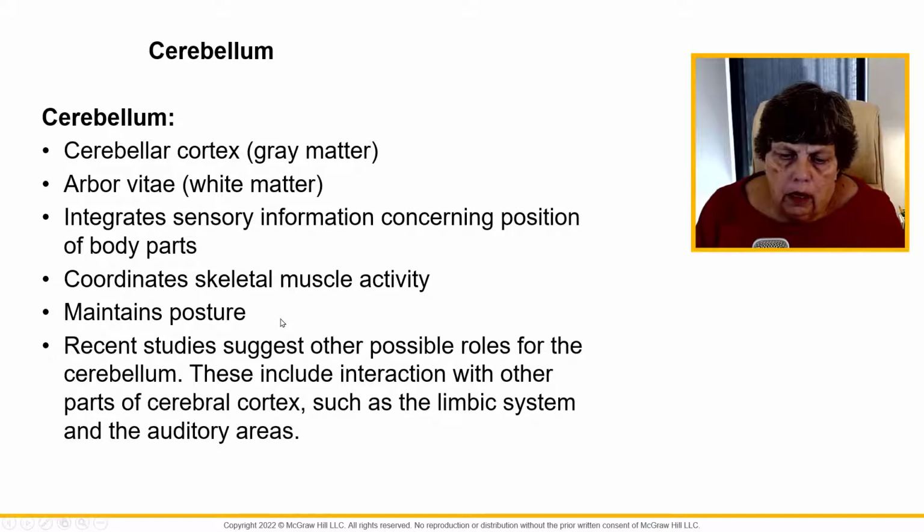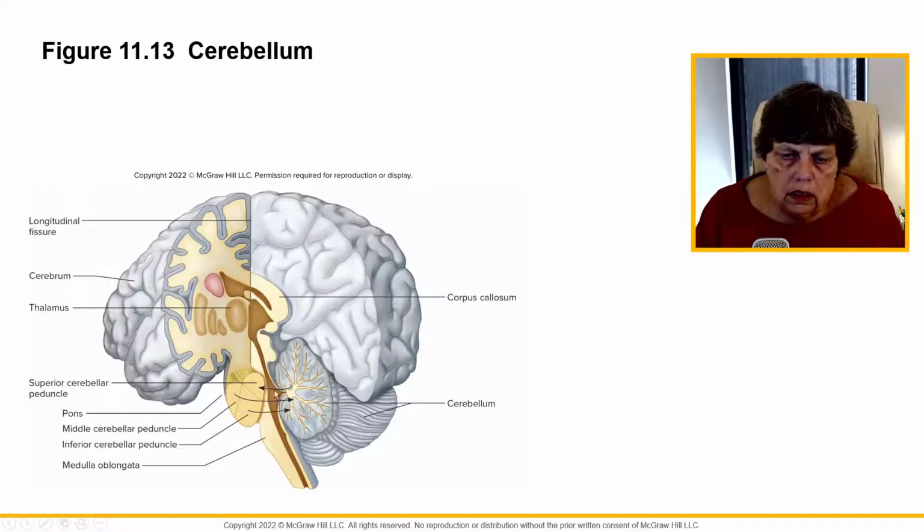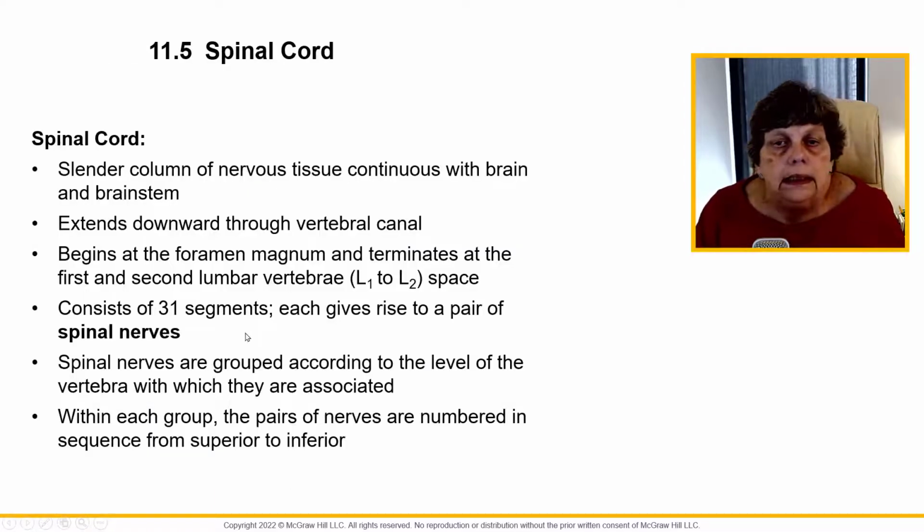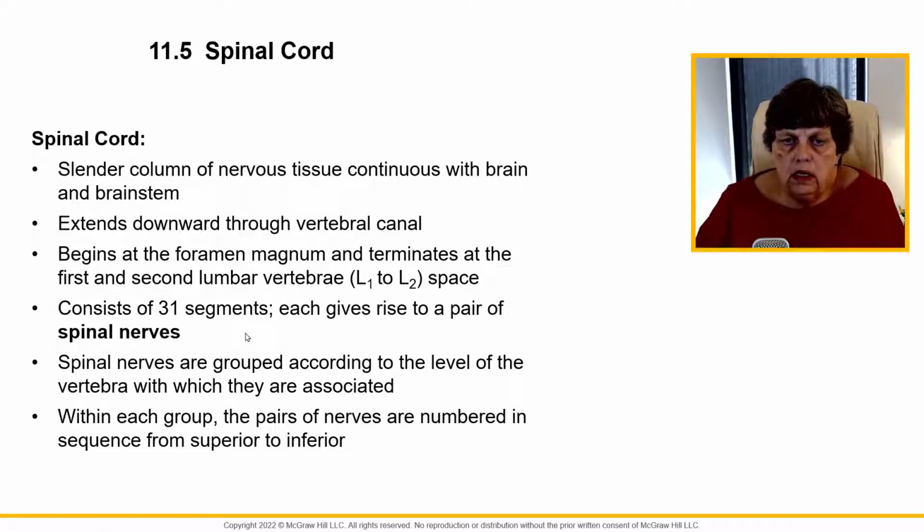And again, right here. Okay, there is that arborvitae. Looks like to me a tree trunk. All right, so going into the spinal cord, this is a column of nervous tissue that is continuous with the brain, extends down through the vertebral canal at vertebral foramen, begins at the foramen magnum, and goes all the way down to L1, L2, terminates right there at that space.